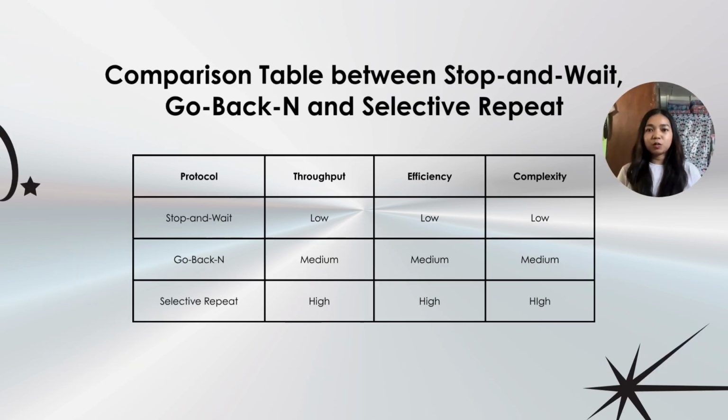Stop-and-Wait has the lowest throughput and efficiency because the sender must wait for an ACK after every packet, but it is the simplest protocol to implement. Go-Back-N improves performance by sending multiple packets continuously using a sliding window, although it may cause unnecessary retransmission when packet loss occurs. Selective Repeat achieves the highest throughput and efficiency because it retransmits only the lost packet, making it more suitable for modern high-speed networks despite its higher complexity.